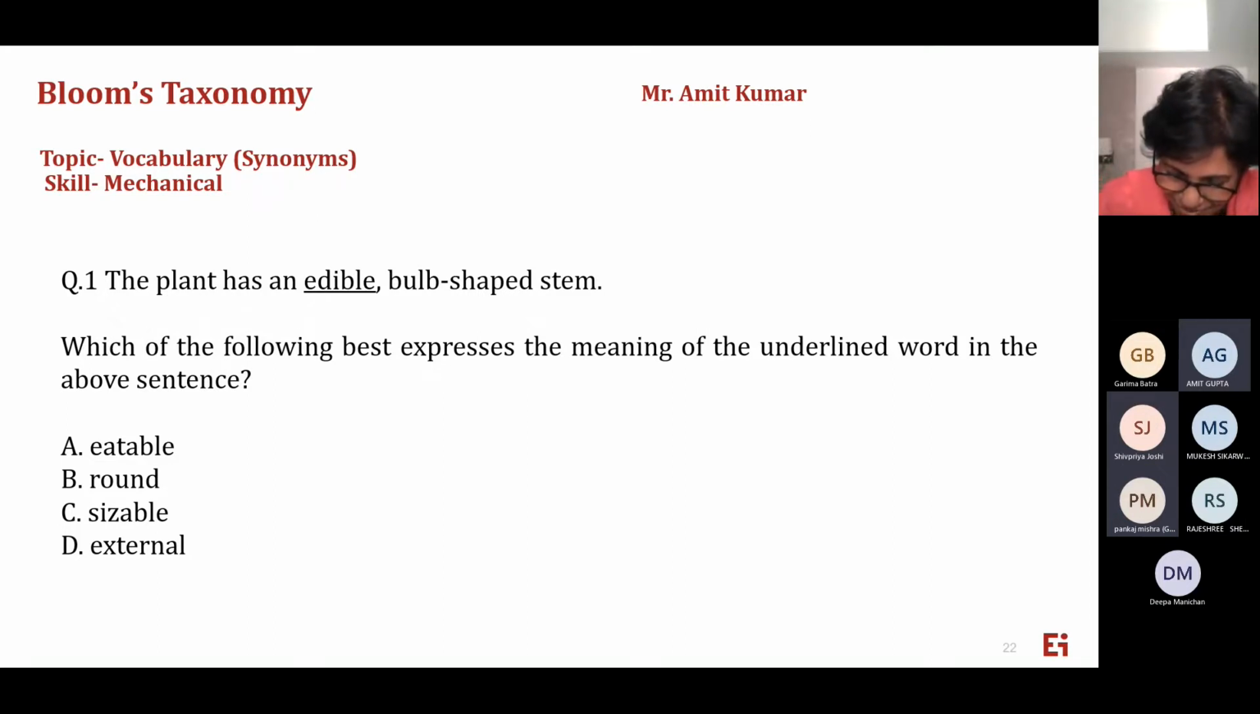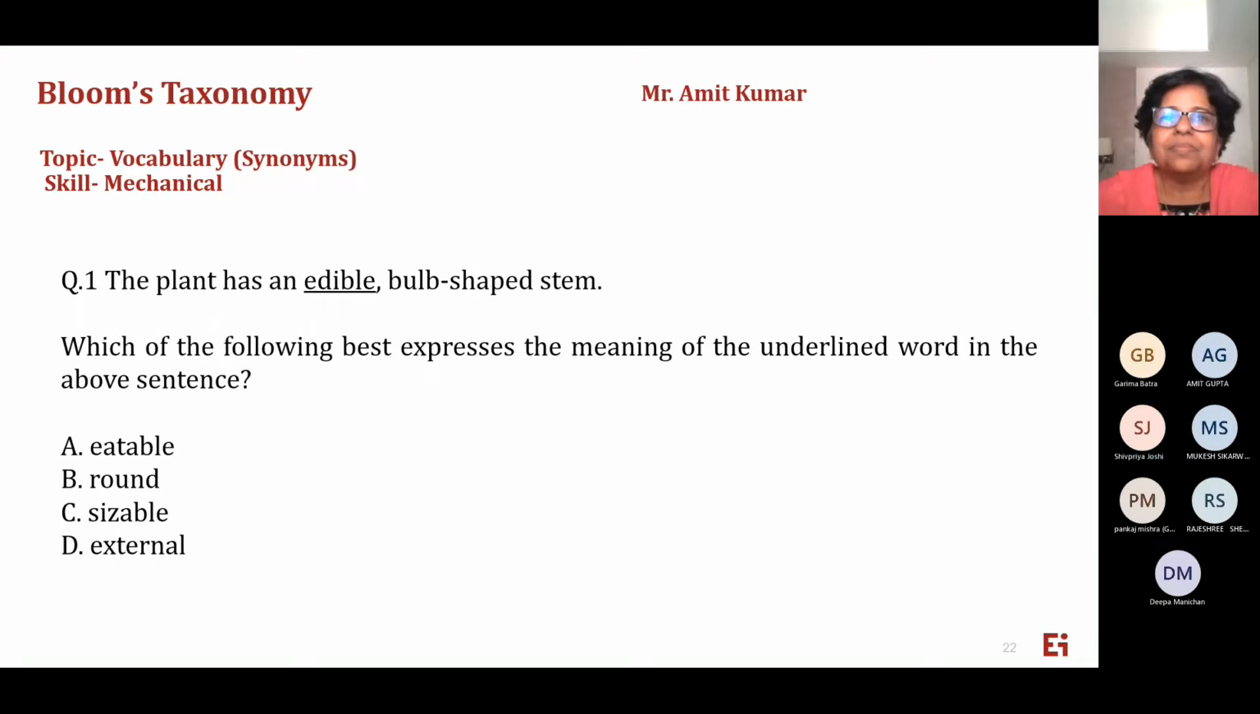Thank you, sir. Pankaj sir has said that this question belongs to the mechanical category because this question tests a learner's ability to recall the meaning of the words. Understanding is not needed here. That is why it belongs to the mechanical category.